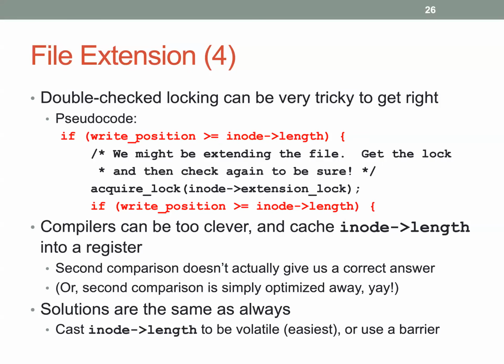If you use double check locking, you have to use volatile to make sure that the compiler doesn't optimize away one of the memory accesses. Super critical. Okay.